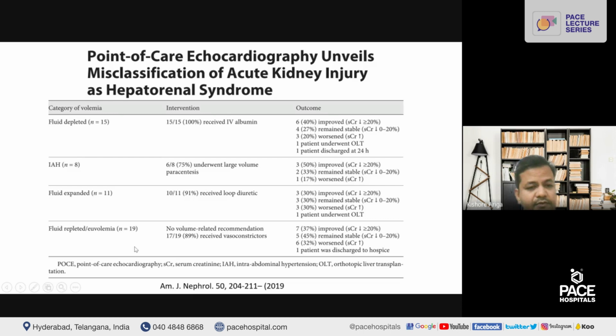And if they were fluid repleted, vasoconstrictors alone were given, where they showed 37% improvement in creatinine and 40% had stable creatinine. So this study tells us about the importance of volume assessment before going ahead with vasoconstrictors, rather than giving them directly to any patient without adequate assessment of fluid status.